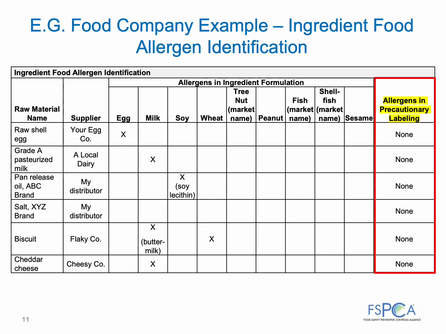The E.g. Food Company's ingredient food allergen assessment lists all of the raw materials used for products, along with the supplier's name. This information helps E.g. Food Company identify allergens that are in their products, depending on the ingredients used in each product. There is also a column for when precautionary labeling, e.g. may contain, is used by the supplier of the given ingredient.